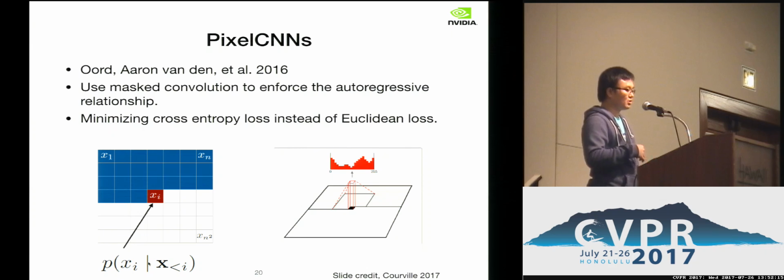x_i conditions on the previous pixels using a convolutional neural network. And another thing is that since each time you try to predict one pixel value, we can model this pixel value as a discrete variable, taking a value from 0 to 255. So then it becomes a classification problem. You can minimize the cross entropy instead of minimizing the Euclidean loss. You can do this because each time you just need to deal with one pixel, so it's memory efficient.